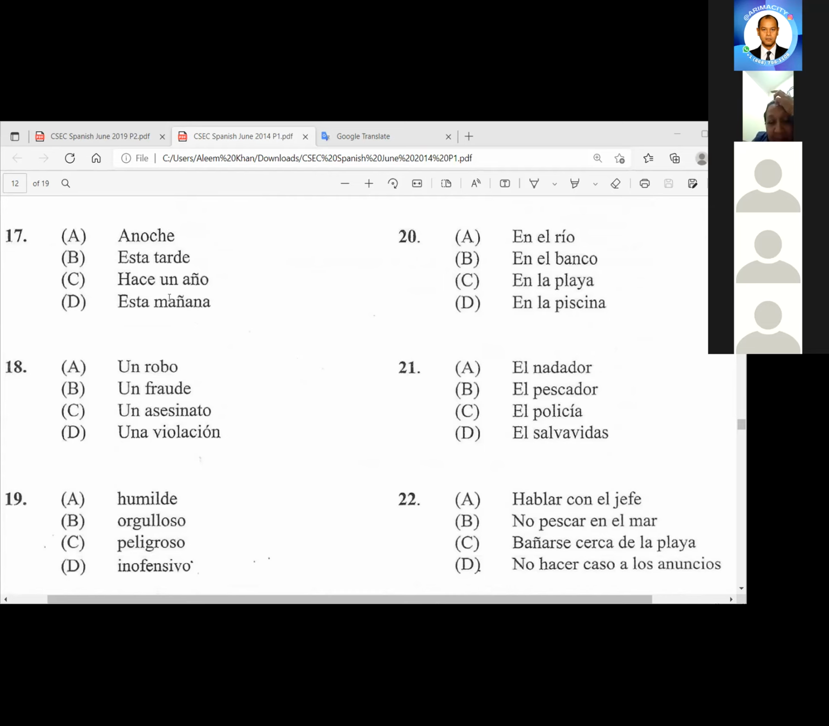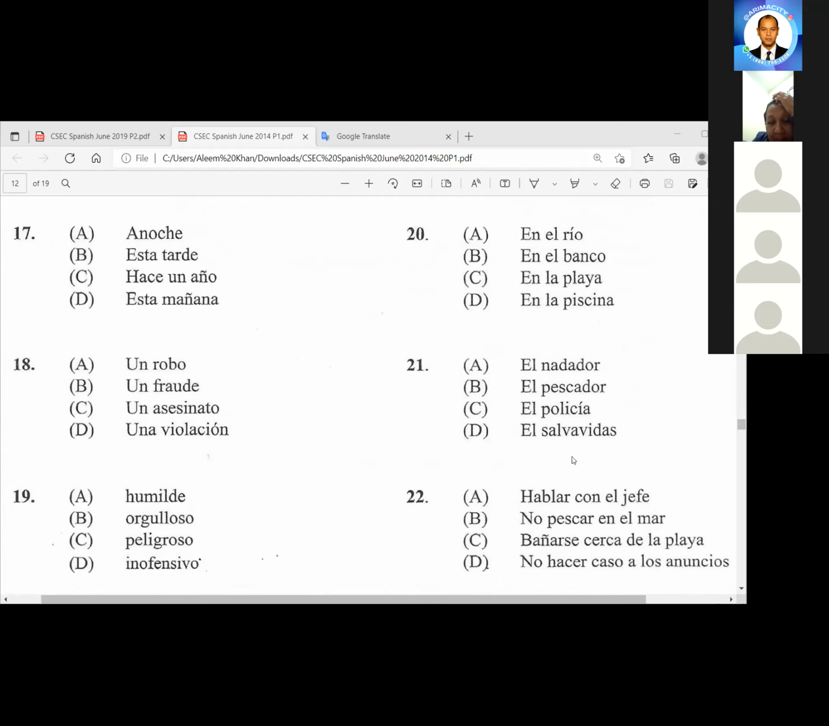Okay, so same thing, you will hear a sentence twice. So anoche is last night. Esta tarde is this evening. Hace un año is 1 year ago. And esta mañana, who can guess what esta mañana is? This morning, right? So anoche, last night, which is separate from noche, which is just night. Anoche is last night.